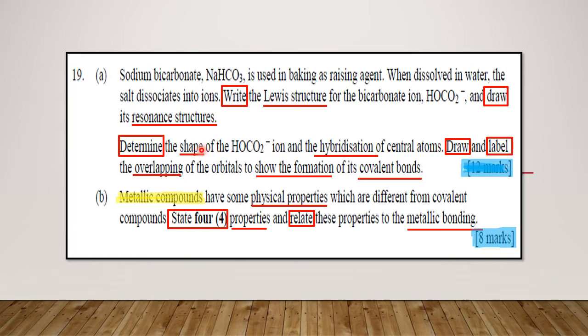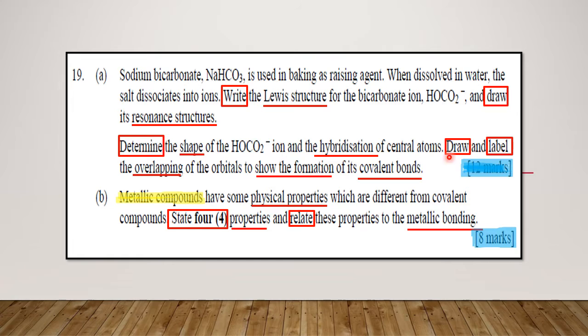Okay, next. These sentences, there are 2 sentences. The first one, determine. You have to understand that determine or state is a very brief answer. Just tell me what is the shape for the bicarbonate ion, and the hybridization. So just determine what is the hybridization of the central atoms. Alert, central atoms. Meaning that for this structure, there is more than one central atom. So there are 2 questions.